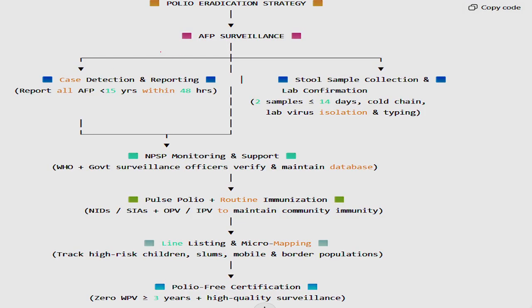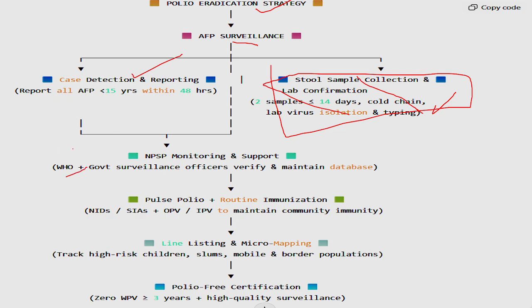So on the eradication strategies, I have the strategy. I have AFP surveillance. Suppose a case is detected and its stool sample is collected. I have my sample collection over here. Once the sample is collected, I send it for testing. And suppose it is positive, I have NPSP, that is National Polio Surveillance Project, with the World Health Organization and government, and they will maintain the database.